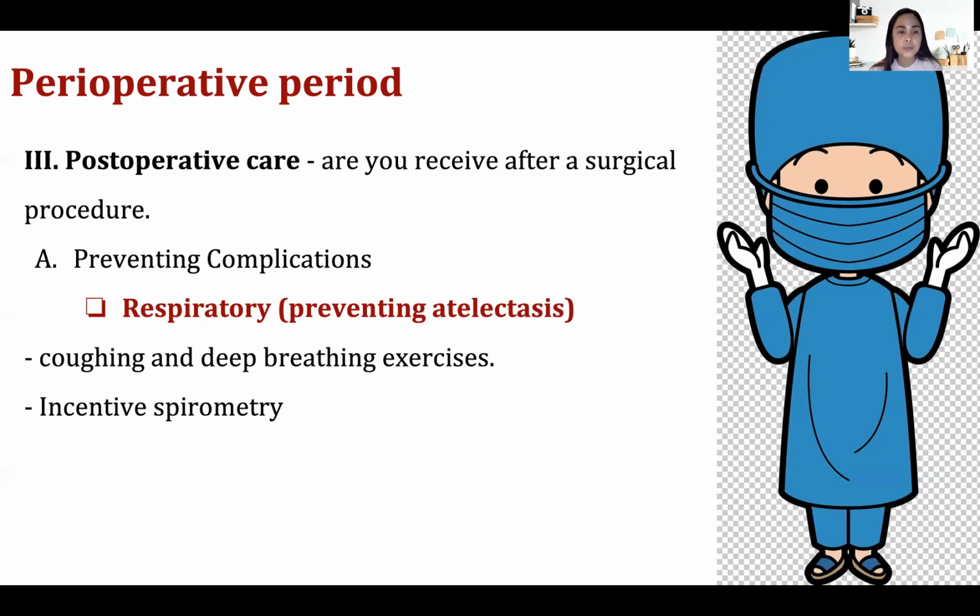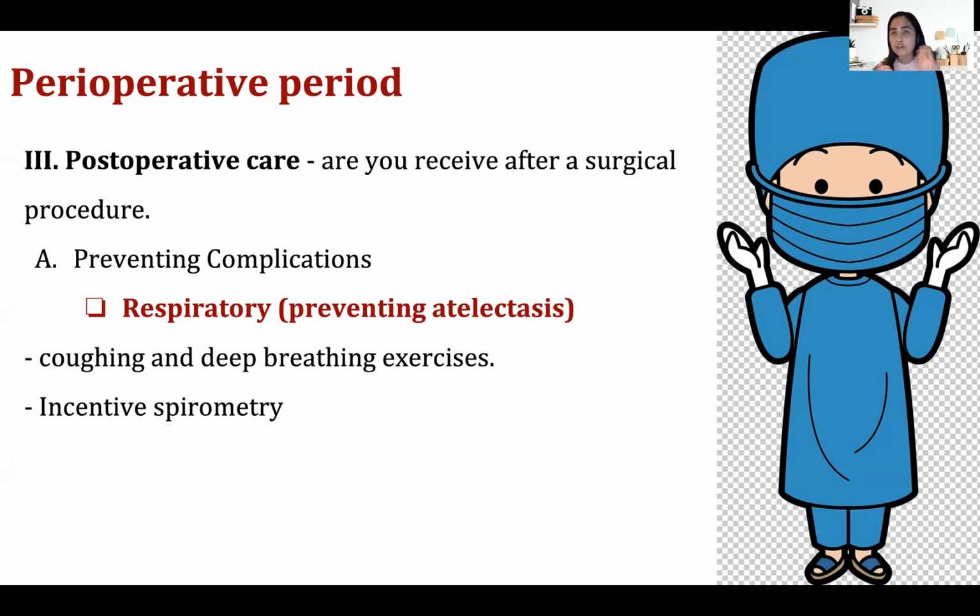Like in respiratory, we can prevent atelectasis. What is atelectasis? Atelectasis is the number one complication of operation. Atelectasis means lung collapse. Because the patient will have anesthesia, the tendency is the lungs will collapse. Usually the lungs will always expand, but during anesthesia, it will sleep your lungs. So the tendency is you will have difficulty breathing or you will have pneumonia and other respiratory problems.